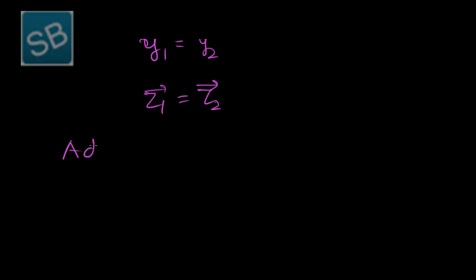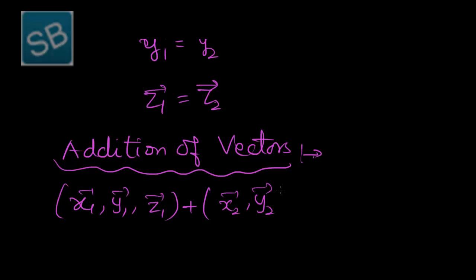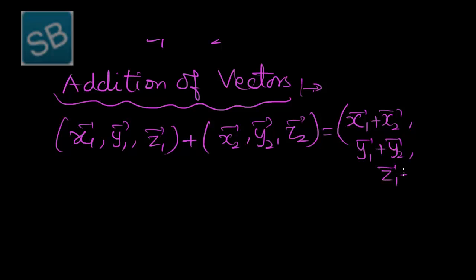The next is addition of vectors. What is meant by addition of vectors? We take two vectors, (x1, y1, z1) plus the second vector (x2, y2, z2). Then they are added with corresponding elements as done in ordered pairs. So its result is (x1 plus x2, y1 plus y2, z1 plus z2). So this is the addition law of vectors.